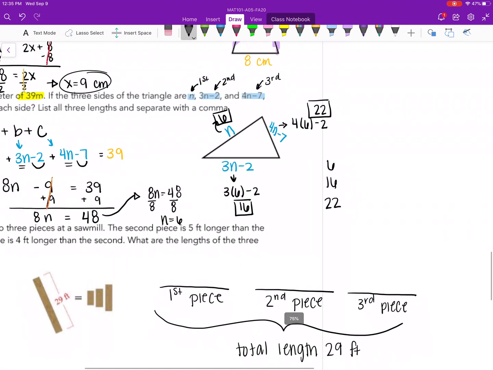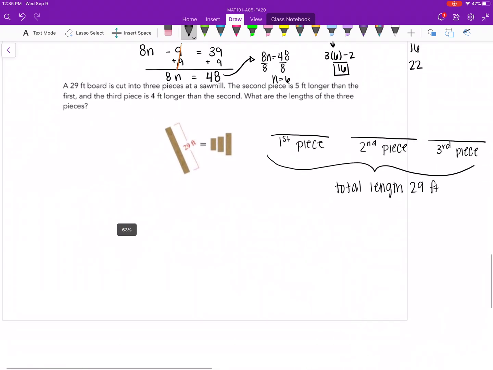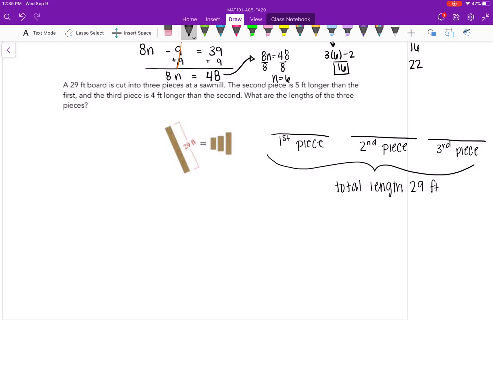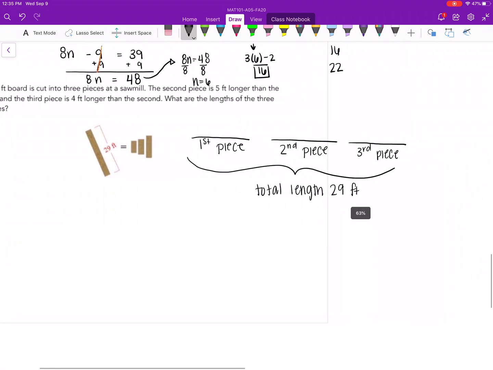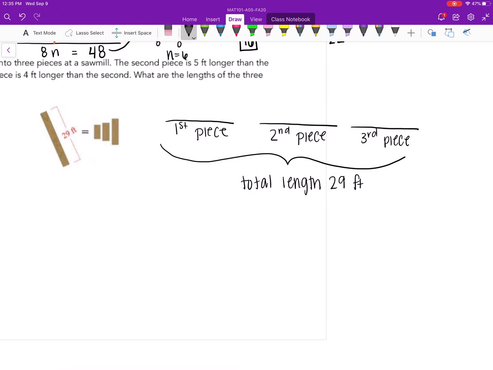Okay, the last problem. A 20-foot board is cut into 3 pieces at a sawmill. The second piece is 5 feet longer than the first, and the third piece is 4 foot longer than the second. What are the lengths of the 3 pieces? So I kind of started with like an organizer, if you will. So I've got 3 pieces.